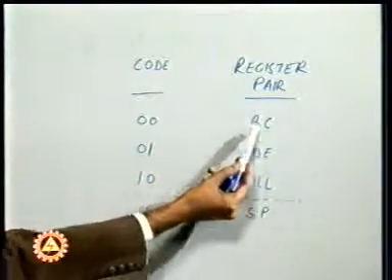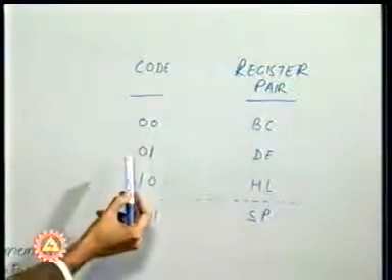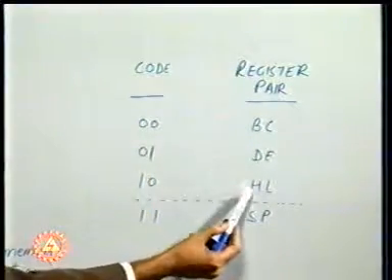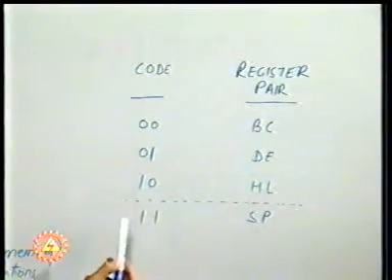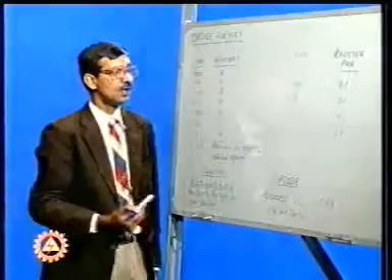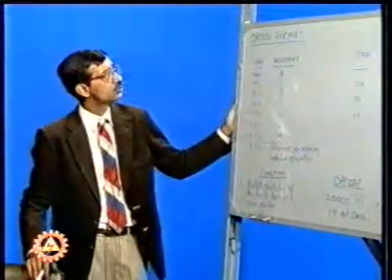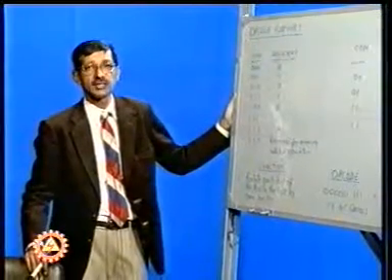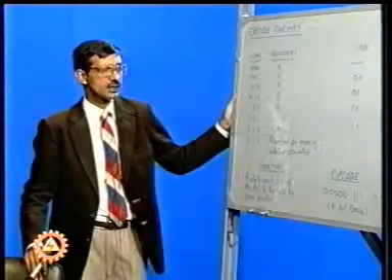In order to represent BC, the code available to us is 00. For DE, we have the code as 01. For HL, the code available to us is 10. And for SP, the code is 11. At this stage, with this knowledge of the codes for registers as well as register pairs, let us see how we can construct the opcodes.